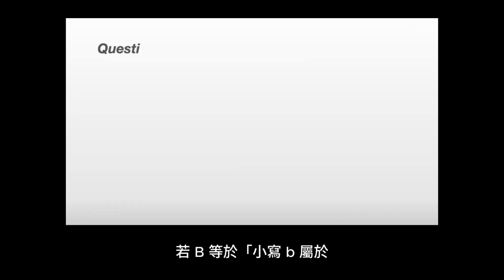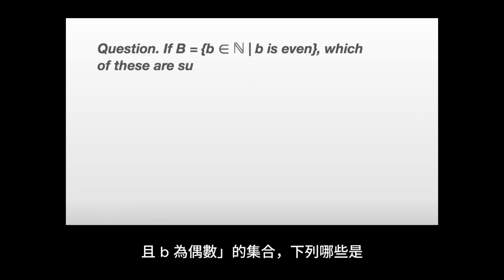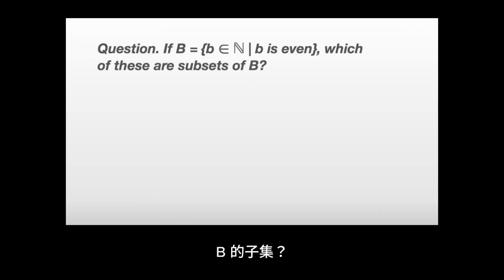If B equals a set little b in the natural numbers such that b is even, which of these are subsets of B?